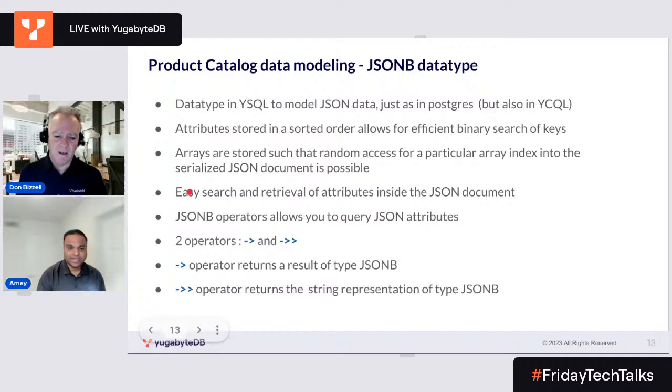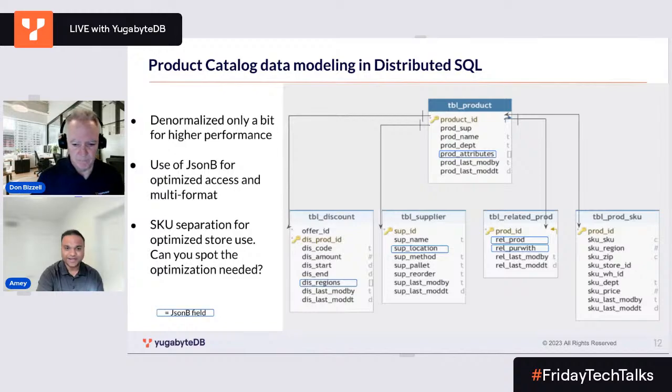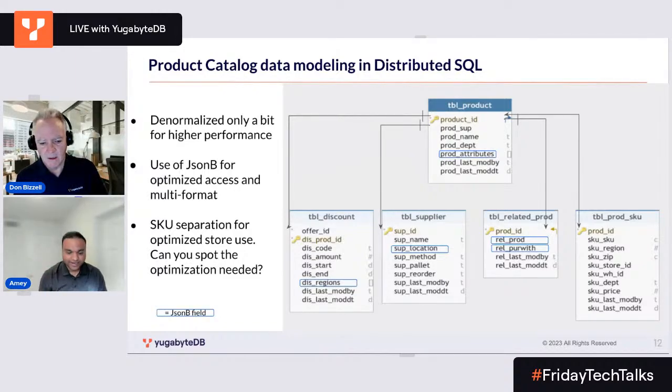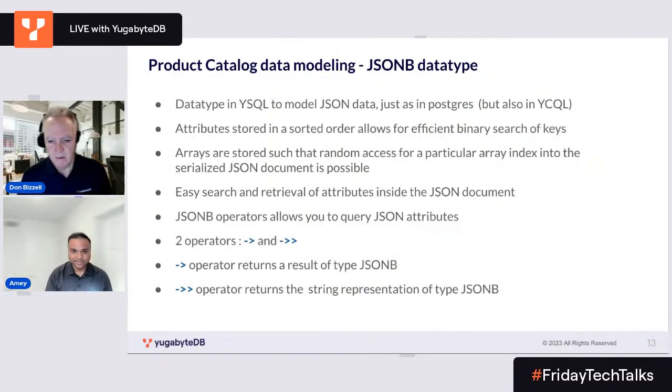So, Don, do you want to tell our audience about the JSON-B data type? That was a pretty unique thing that you and the team worked on. Right, to convert a few of the data types into JSON-B and essentially keep the app developers also happy. So why don't you tell our audience about that?